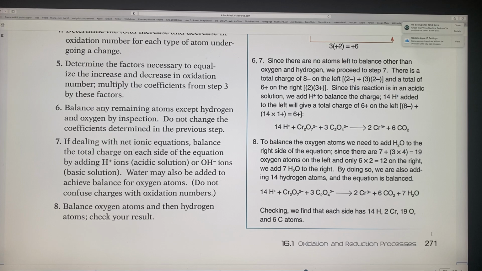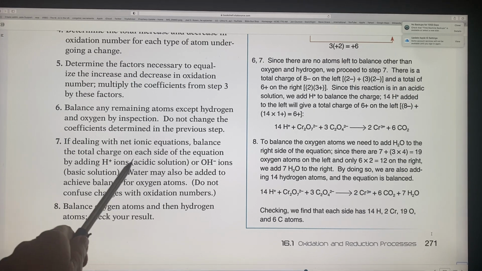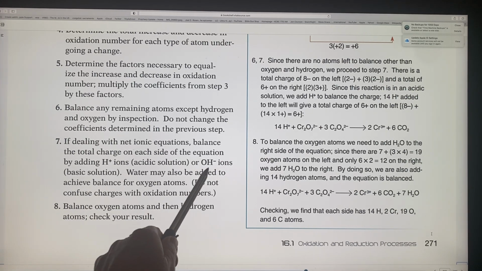When we deal with hydrogen, we deal with it depending on whether the solution is acidic or basic. Remember, hydrogen ions make it acidic, and OH, hydroxide ions, make it basic. So we take either of those, but whether it's an acidic solution or a basic solution, we have to have those ions to add. So water may be added to achieve the balance for the oxygen atoms.